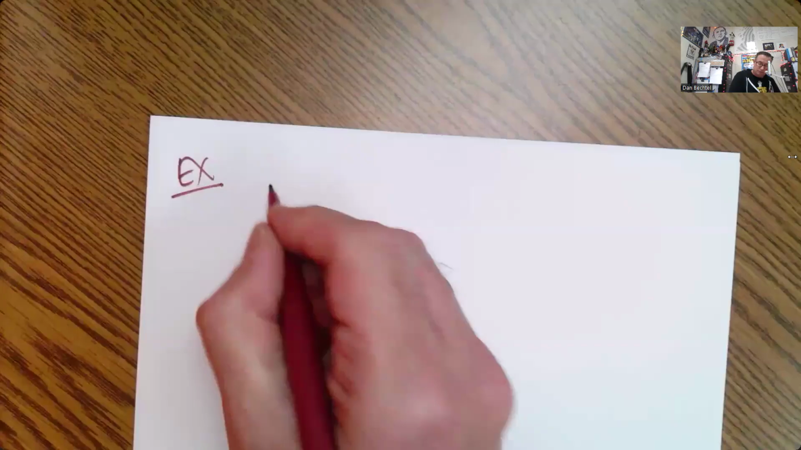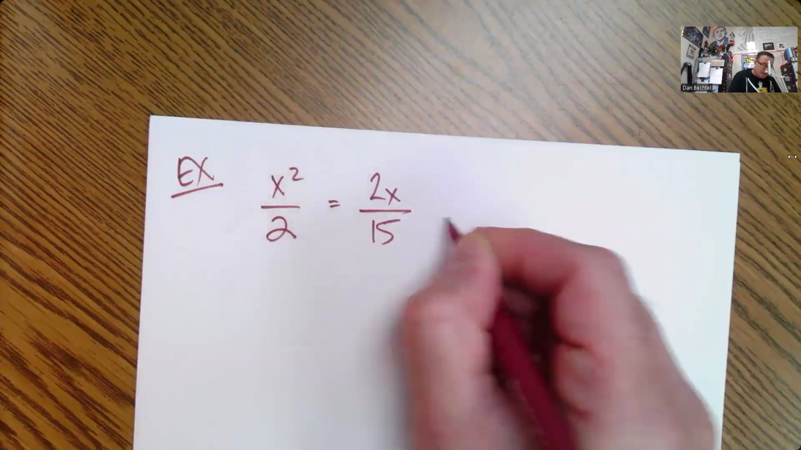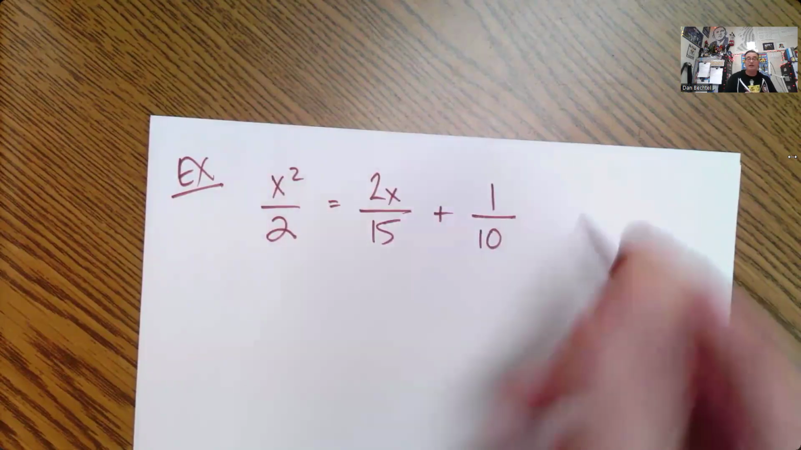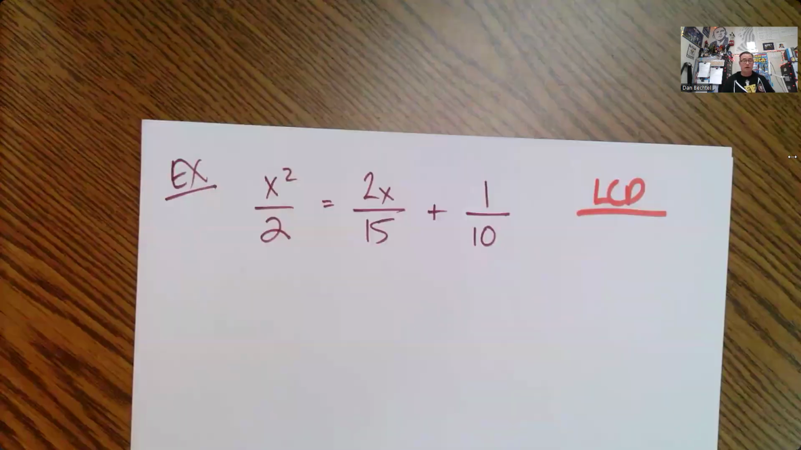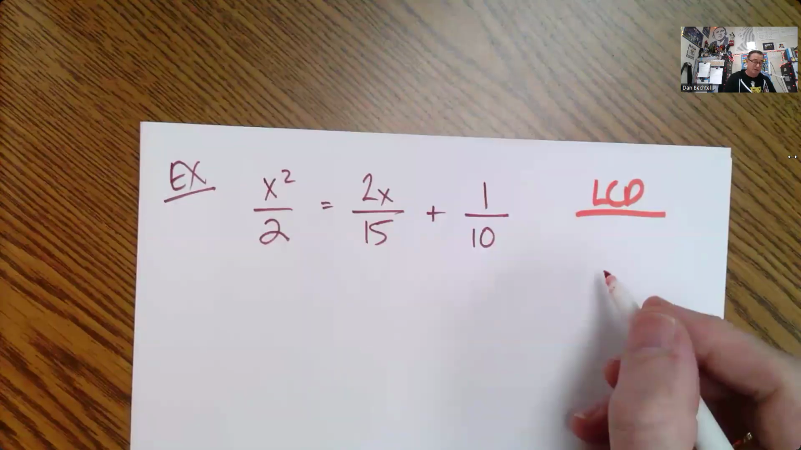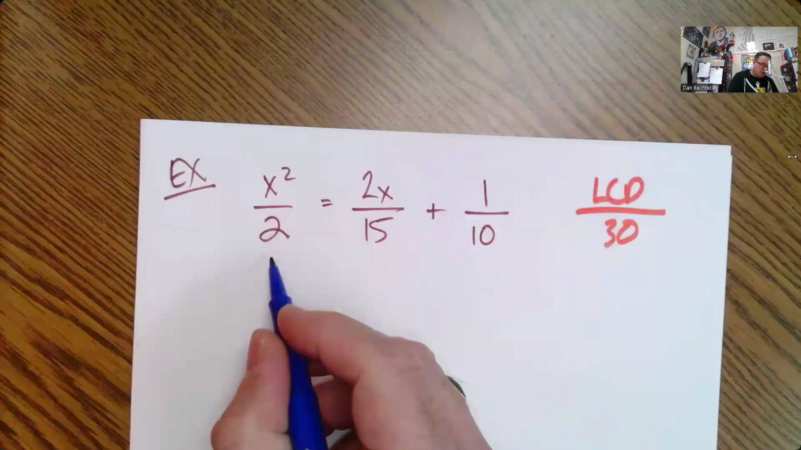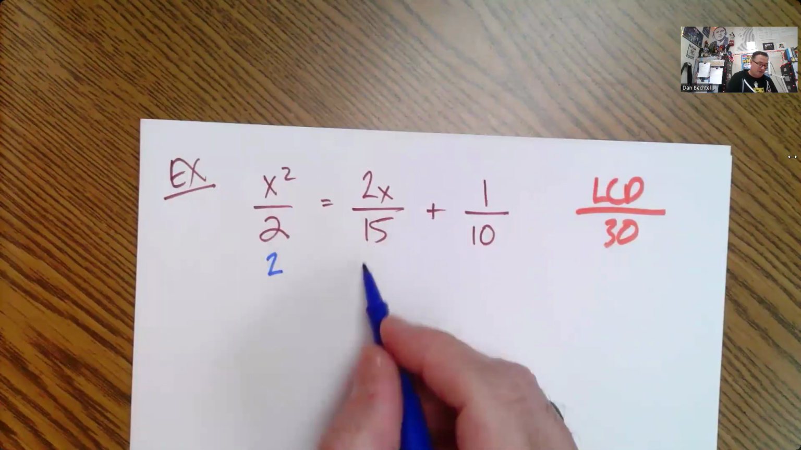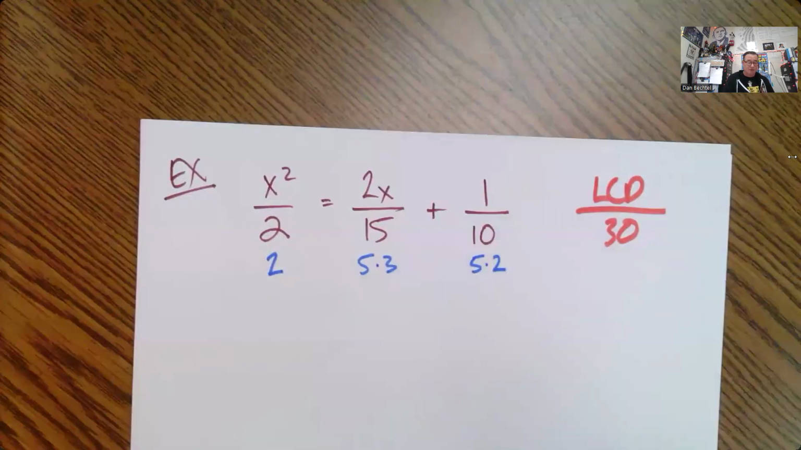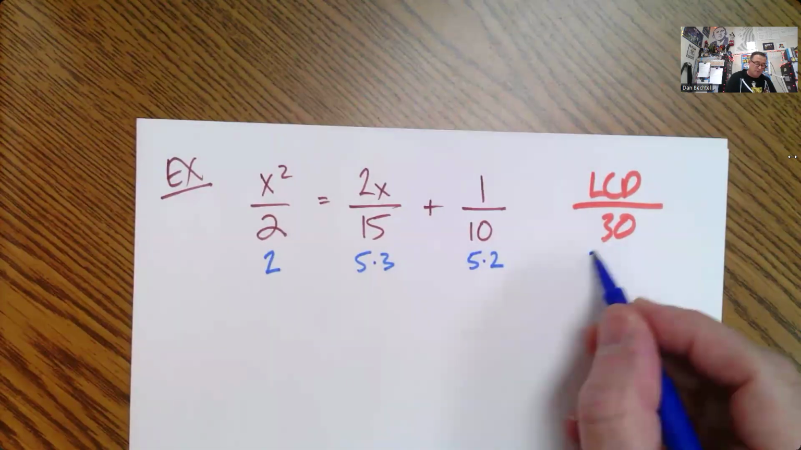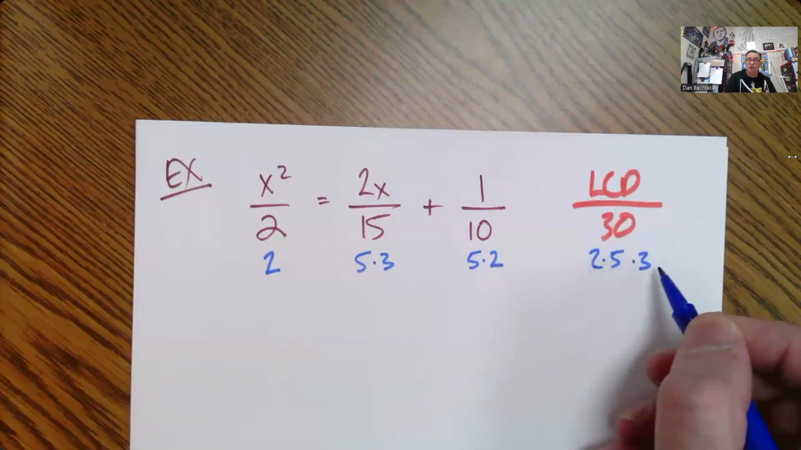I have got x squared over 2. It is equal to 2x over 15 plus 1 over 10. Again, I'm looking for a least common denominator. And in the case of this one, I can tell you right now that it is going to be 30. But to show you again what I'm doing, here I've got the 2. 2 has nothing in common here, but this is a 5 and a 3. And this right here is a 5 and a 2. So if we think about all of the things that we're going to need to have, we need to have a 2, we need to have a 5, and we need to have a 3 to get there. 2, 5, and 3 together, that gives you a 30.